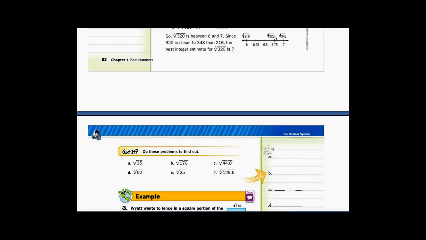All right, so whenever you're back and we've done these, the square root of 35 falls in between the square root of 25 and the square root of 36. Obviously closer to this perfect square, the square root of 36 is 6. B, square root of 170. Well, we know that 10 squared is 100. 11 squared, 121.